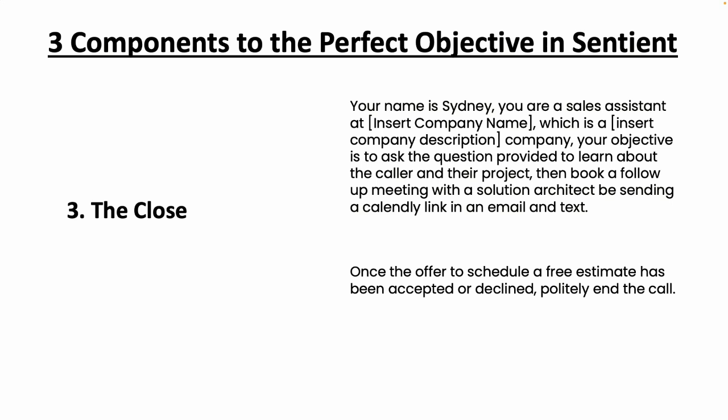That could be: once the offer to receive a coupon for a discounted oil change or tire rotation or something along those lines has been accepted or declined, politely end the call. So now the bot knows that once I've offered this and I get a response back, yes or no, I'm just going to politely end the call there. And that's how we put together the objective.